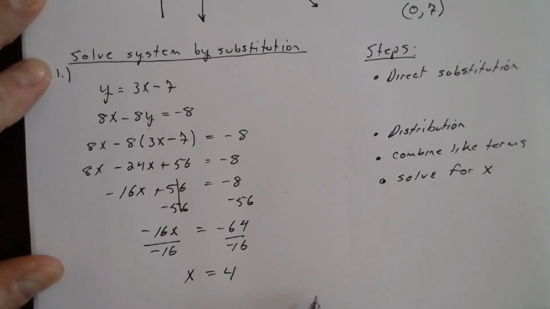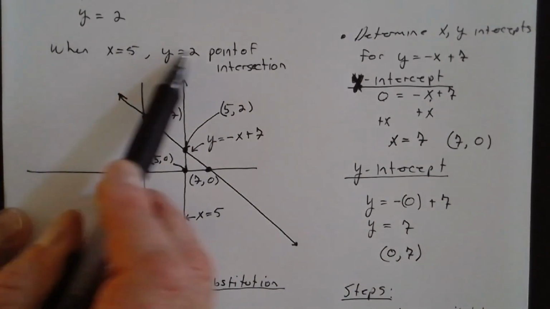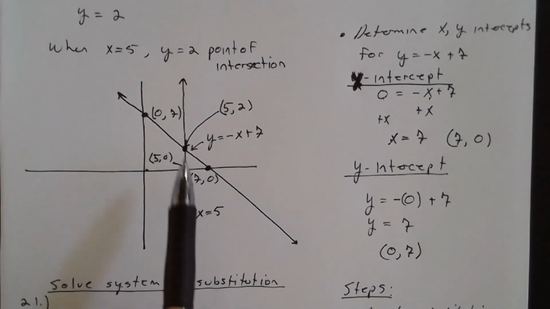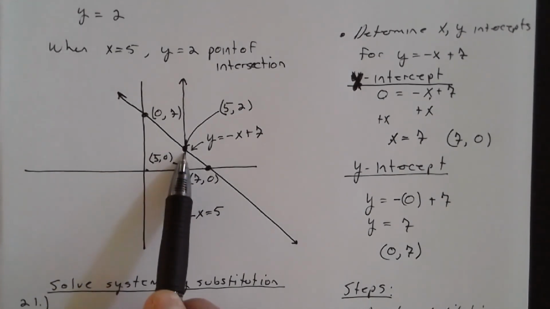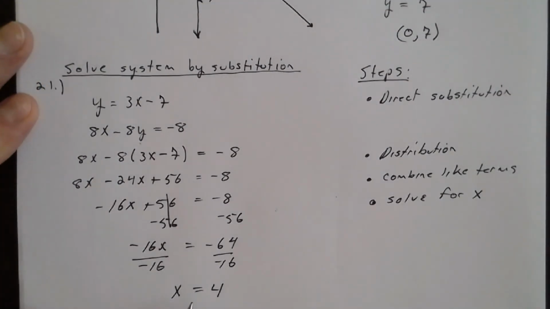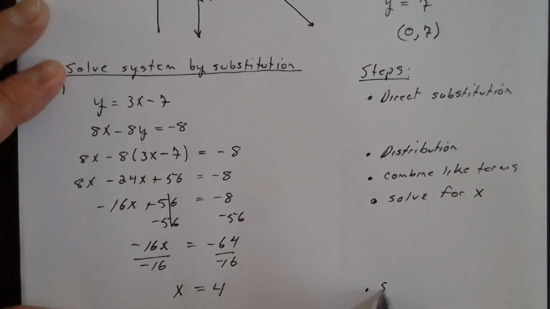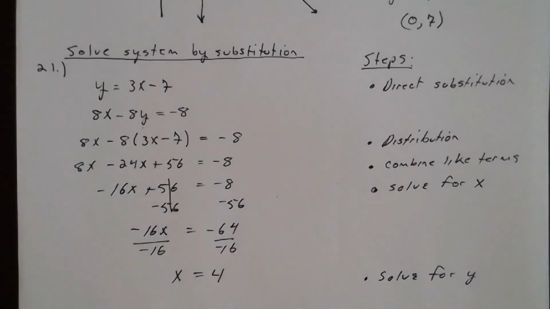For our system, what's the answer for our system? What are we looking for? When x is 5, y is 2, what is it that we're looking for from the top one? It's the point of intersection of the two lines. And so where does the point of intersection occur for this system if we were to graph it? Well, we have to plug x in now to the top equation and solve for y to determine the point of intersection.